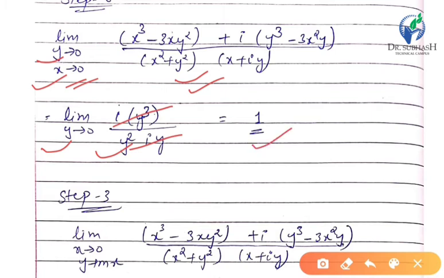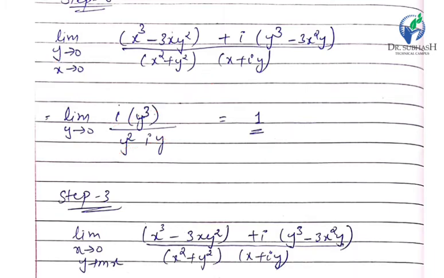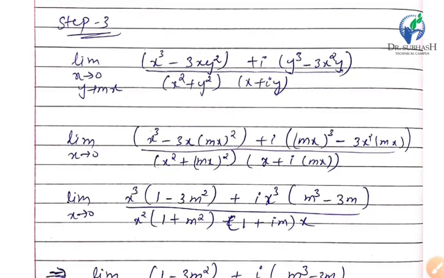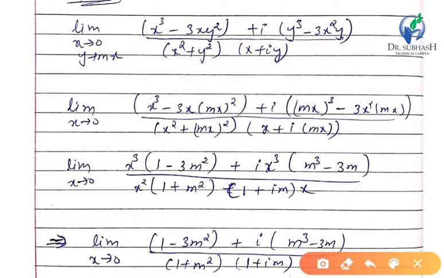Now both step 1 and step 2 are the same. I will proceed towards step 3. What will be my next step? My next step will be limit x tends to 0 and y tends to mx. In this equation, I am substituting y equal to mx. See here, everywhere I have kept y equal to mx.